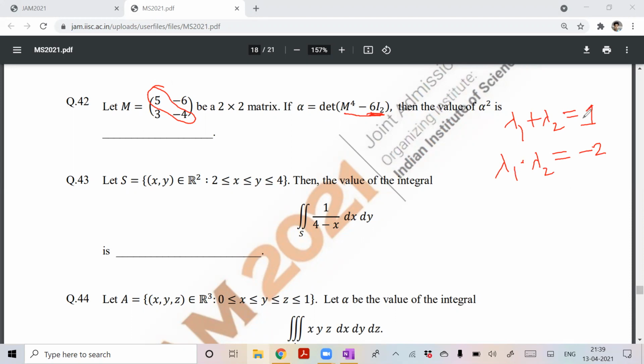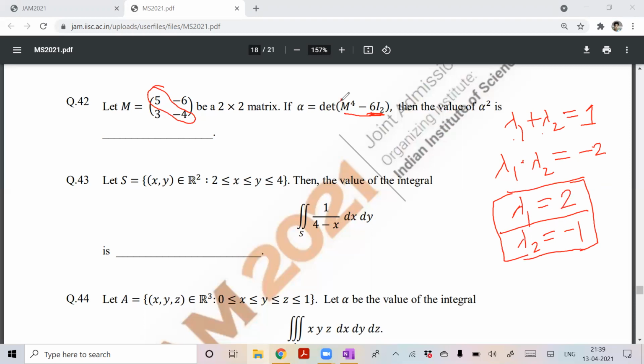Again, the sum of two numbers is 1, and the product of two numbers is minus 2. So lambda 1 we can take as 2, and lambda 2 as minus 1, because 2 minus 1 is 1 and 2 into minus 1 is minus 2. You can also interchange the values, meaning lambda 1 as minus 1 and lambda 2 as 2. It will not affect the answer. So these are the eigenvalues of M. M has eigenvalue lambda 1 equal to 2 and lambda 2 equal to minus 1.